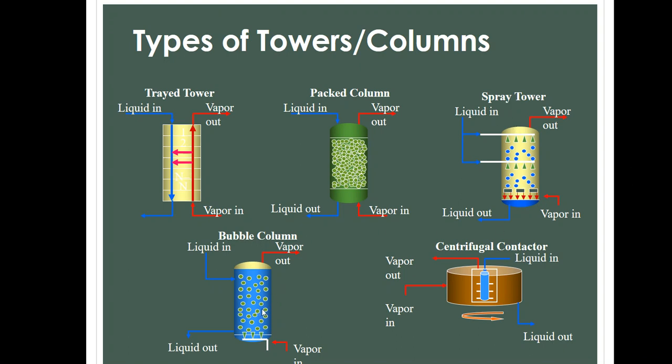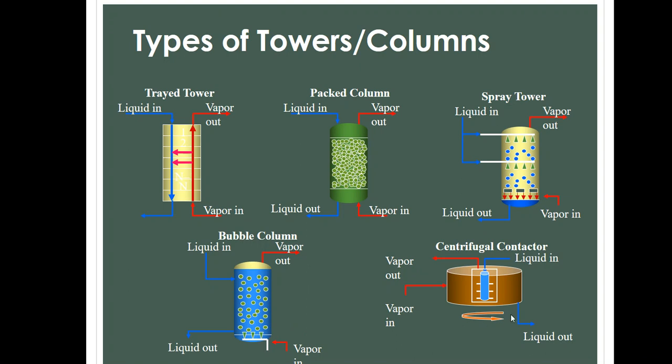The bubble column is the opposite of this. The gas is bubbled up against a liquid solvent that is going down. So, notice that in all these scenarios, the vapor is introduced at the bottom, the liquid is introduced on top.